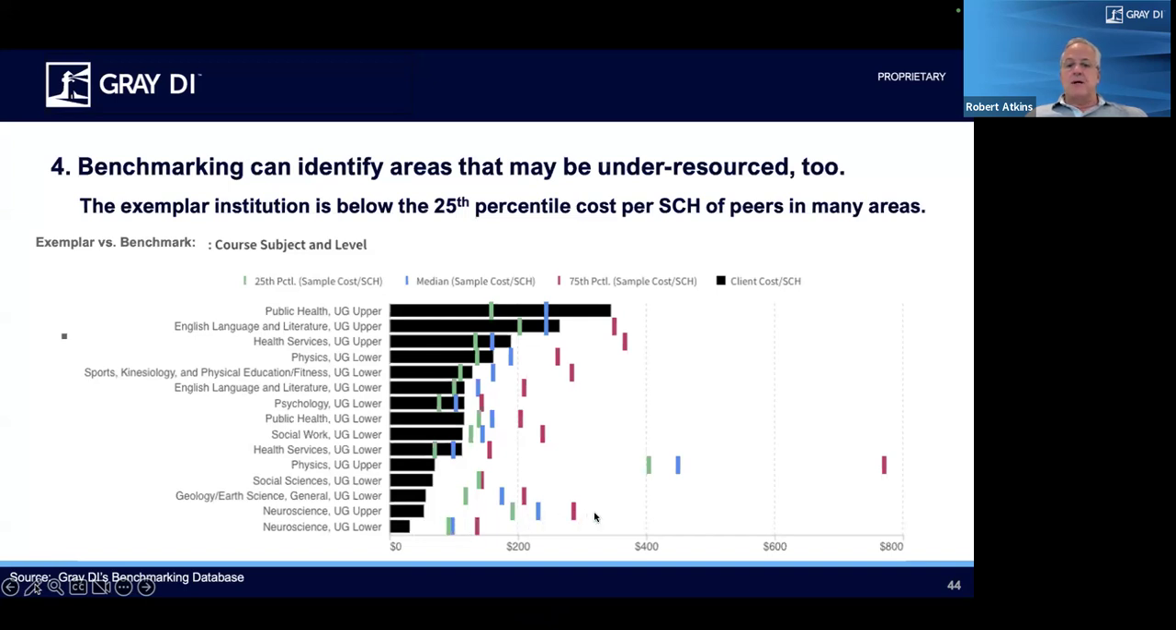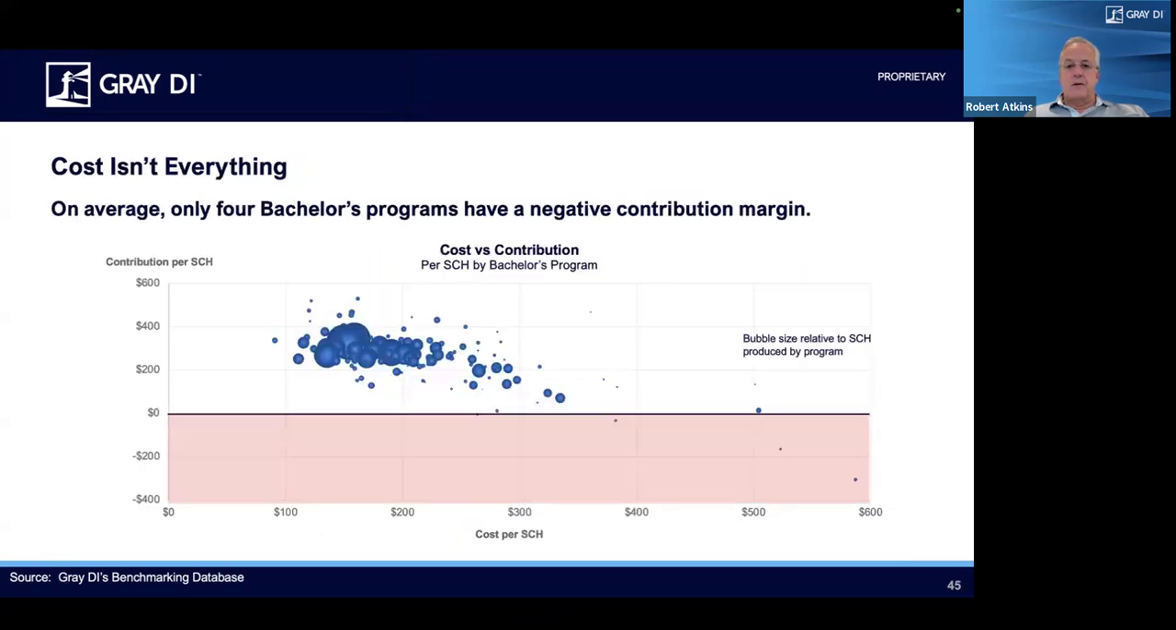So keep that in mind. Benchmarks are not just about reducing cost. They're also about looking at all your courses and programs and making sure that your cost is aligned with what's needed in order to teach those effectively. In other words, identifying your under-resourced programs as much as your over-resourced programs.